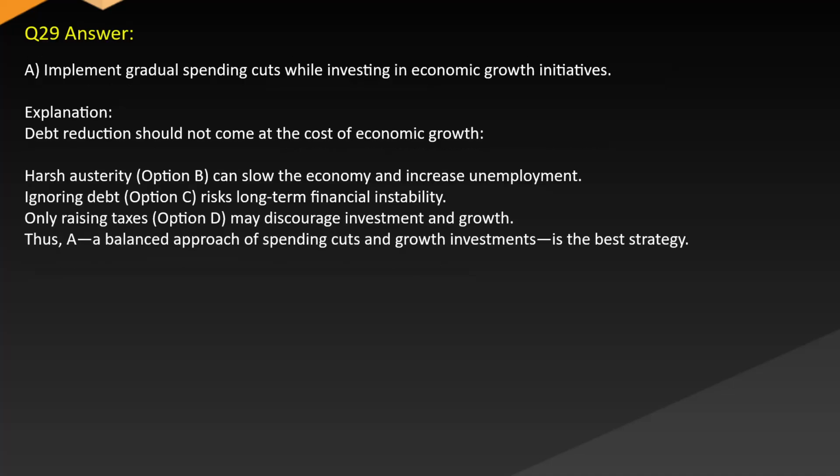Answer A. Implement gradual spending cuts while investing in economic growth initiatives. Explanation: debt reduction should not come at the cost of economic growth. Harsh austerity, option B, can slow the economy and increase unemployment. Ignoring debt, option C, risks long-term financial instability. Only raising taxes, option D, may discourage investment and growth. Thus, a balanced approach of spending cuts and growth investments is the best strategy.